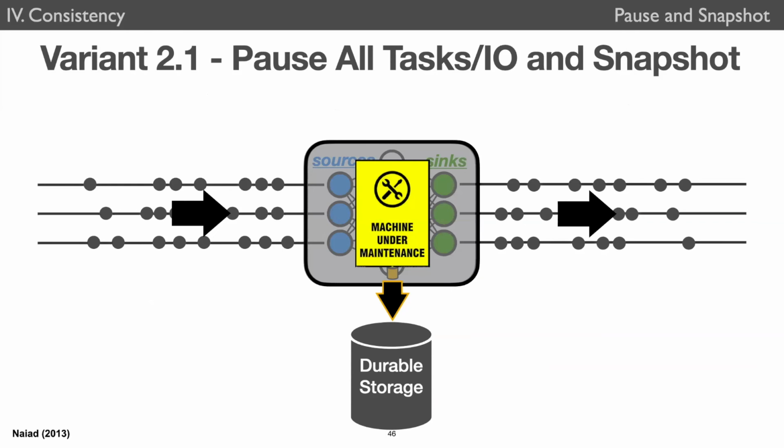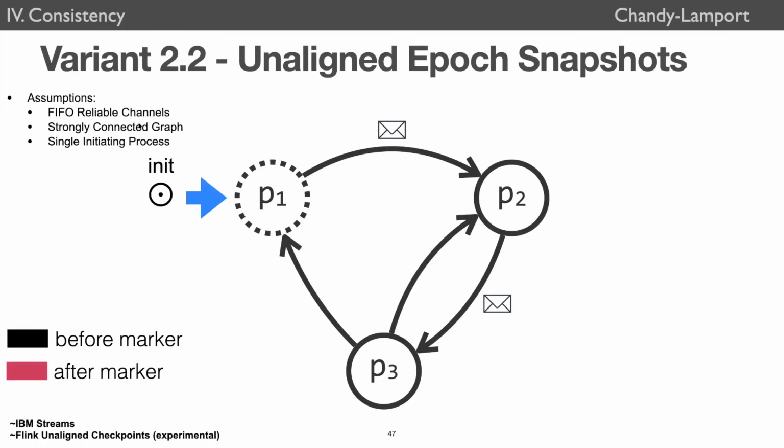And this makes sense, but in fact, there are also ways to get consistent snapshots concurrently to the execution of the system without pausing anything. Now, Chandy-Lamport snapshots or unaligned snapshots are one of the most efficient ways to obtain a global checkpoint of any distributed system. It is currently supported by several stream processors, such as IBM Streams and also Flink's experimental unaligned checkpoint mechanism.